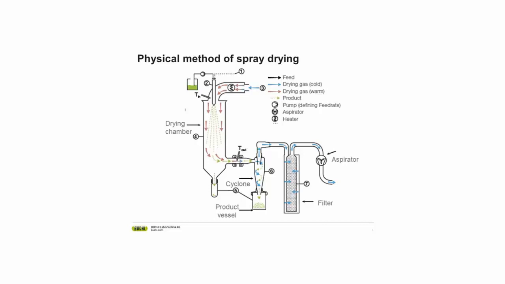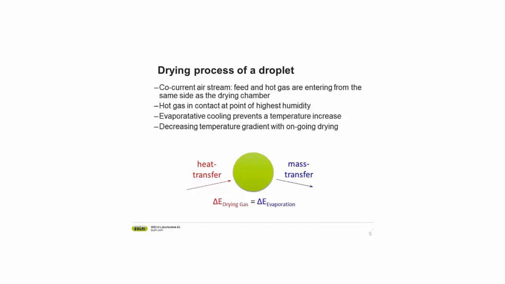Basically, the centrifugal force inside the cyclone gets the powder to drop into the product vessel, and the drying gas continues through the filter via the aspirator and is then expelled into the atmosphere. When you dry a droplet, some people might say, oh, but since there is heat, it's going to be a problem for my sample. It's not, and I will explain it to you now.